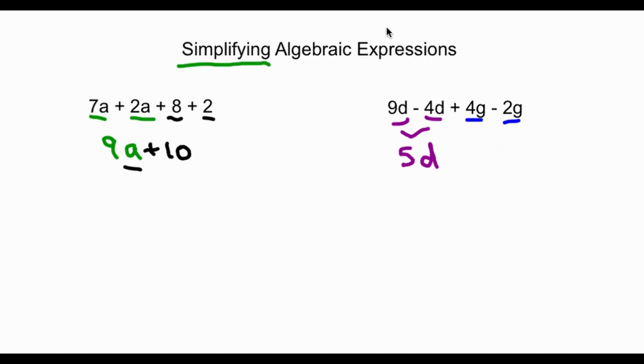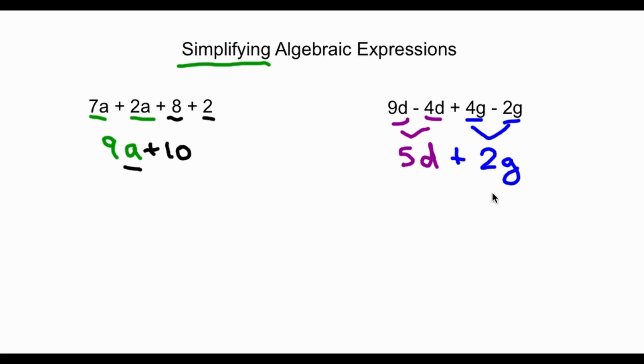Now we go ahead and do the next two terms, the 4g minus the 2g. Again, this is another subtraction, so 4 minus 2 would give us the 2g. Because the 4 is a positive, and when you subtract, the resulting answer is a positive, it will stay as addition.